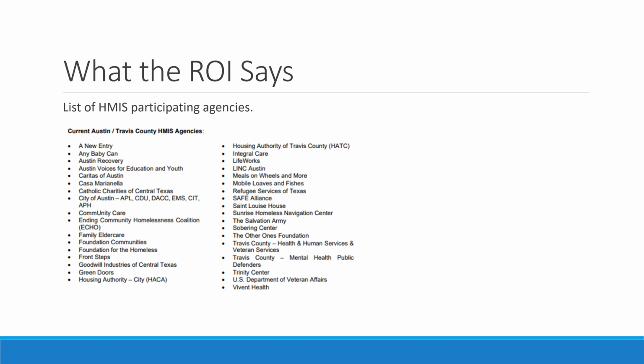The second page of the ROI includes a list of participating agencies. This is so clients know which agencies have access to their data or information. All HMIS users do sign a new user agreement, and part of that document is agreeing that they will only access client records when necessary for performing job duties, including coordinating services for clients.